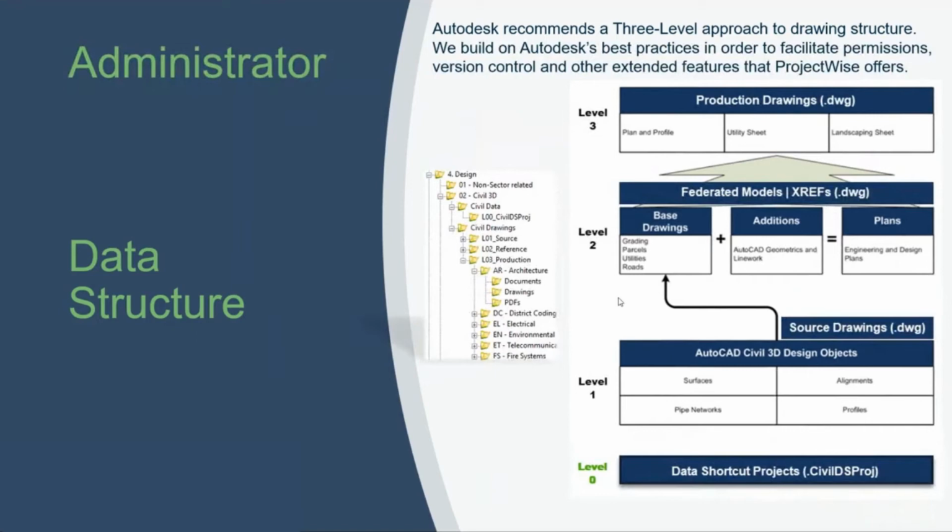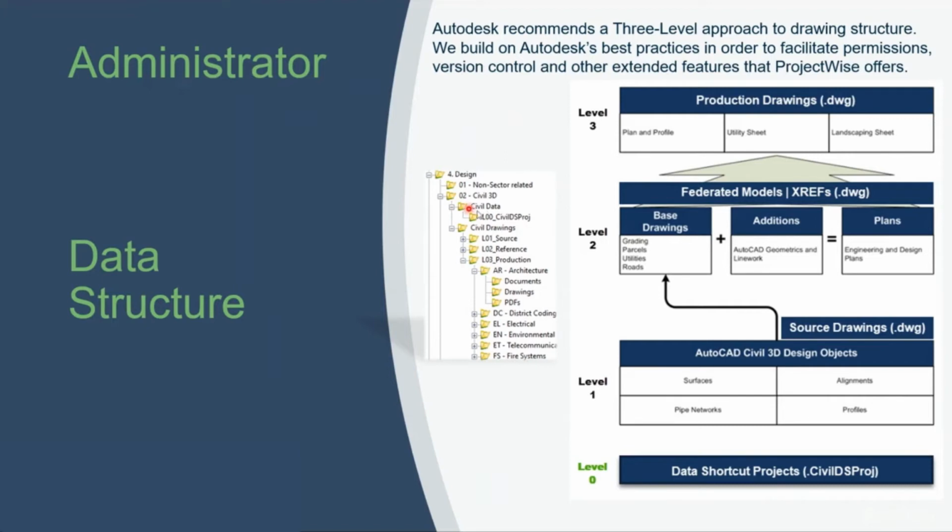What I've done to their chart is added level 0 to it. The reason I've done it is because our data shortcut project is an object in ProjectWise. It's not just a stack of folders that contain XML files. It's all zipped up and it's one object. And as such, I want to put it into a place that is unique from where the drawings live.